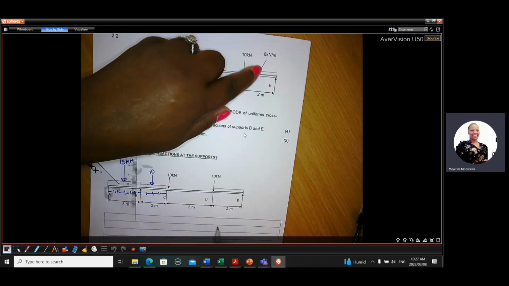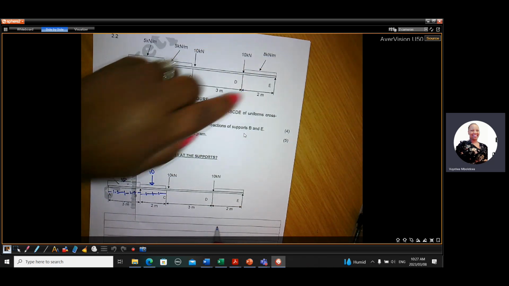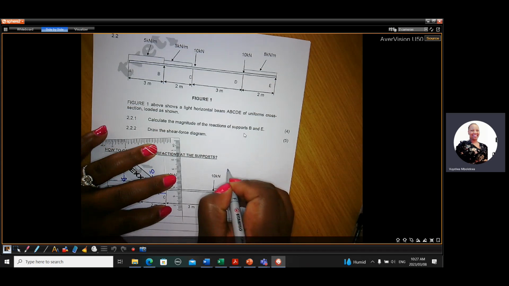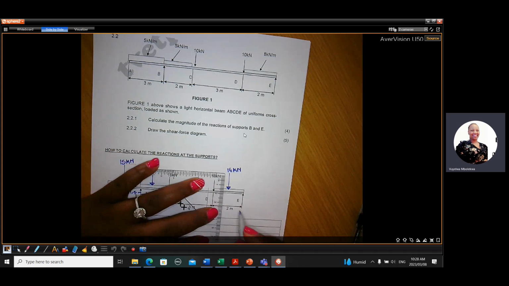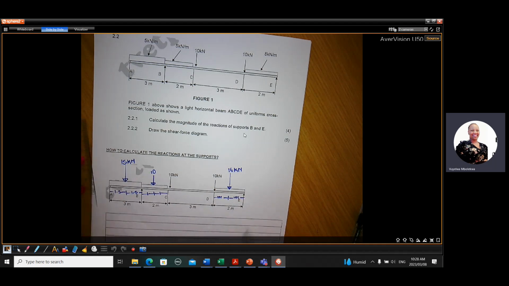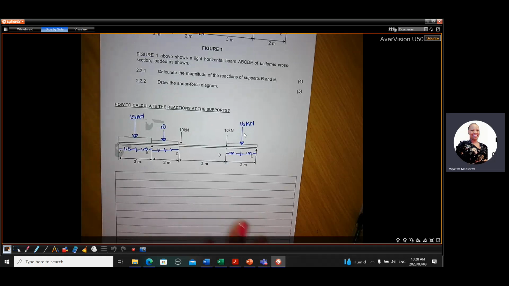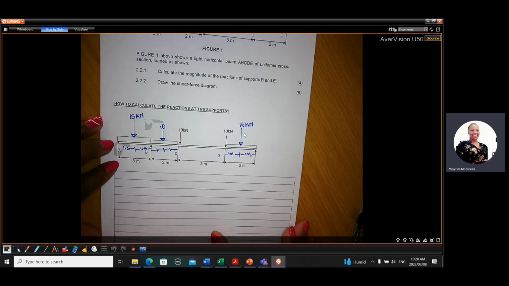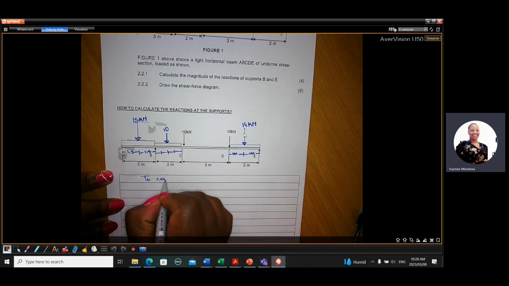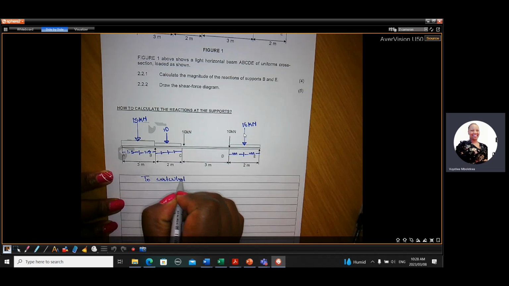And then the next UDL is 8 kilonewtons covering 2 meters. So we will say 8 times 2, it will give us 16. Then we place that 16 kilonewtons at the center of that 2 meters, such that we have 1 meter this way, we have 1 meter that way. Okay. Then once we have them as point loads, we calculate moments just as we would have done at N2. So to calculate, I'm just gonna write it down here.